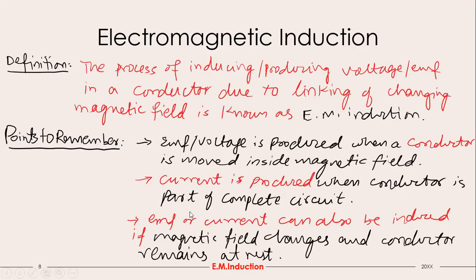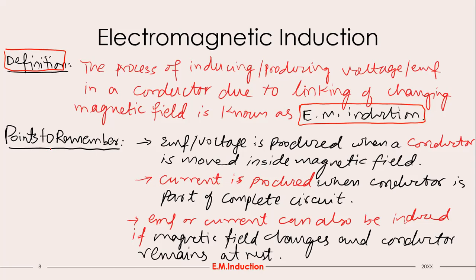Okay, so now some handwritten important exam notes. First of all, we are going to define the electromagnetic induction. It is the process of inducing or producing voltage or EMF in a conductor due to linking of changing magnetic field is known as electromagnetic induction. So that's how we define this electromagnetic induction. This definition comes for 2 marks. So you have to learn this word by word. It is the process of inducing voltage in a conductor due to linking of changing magnetic flux.